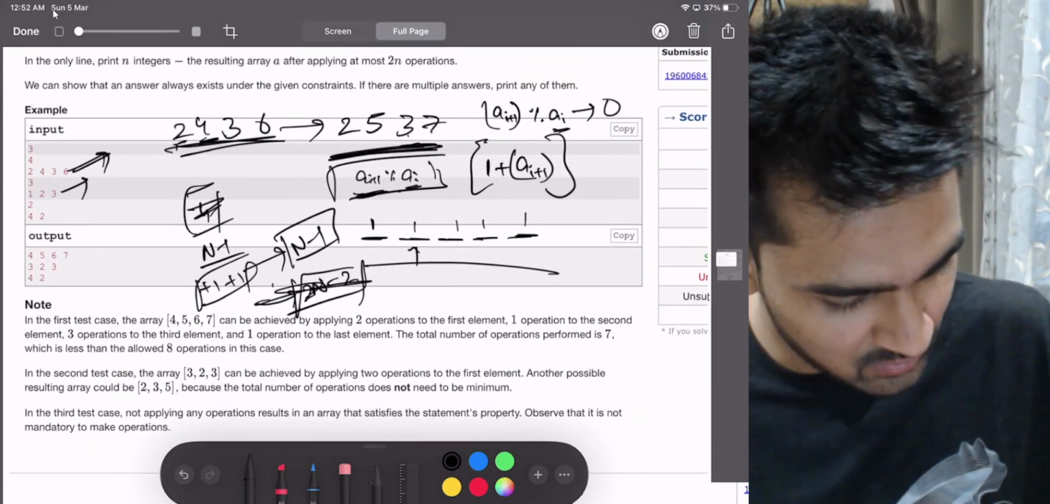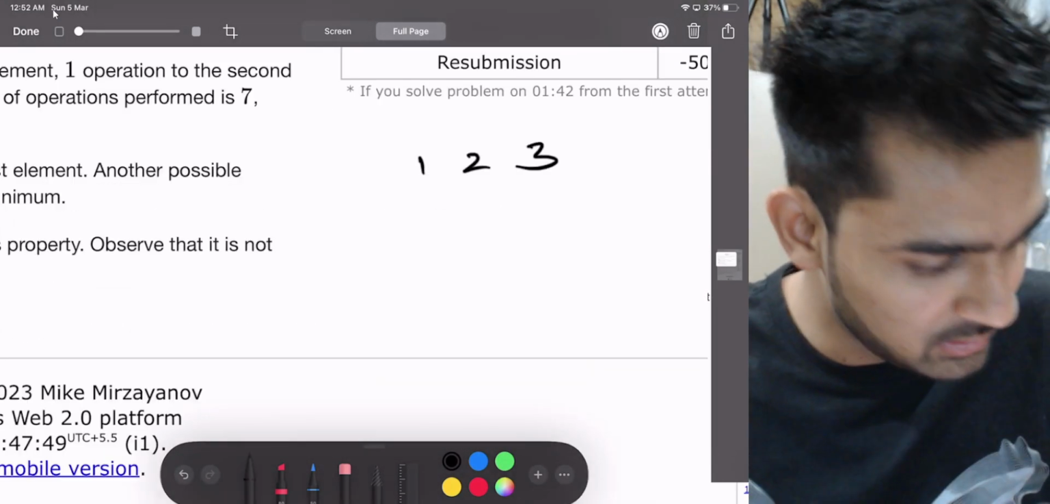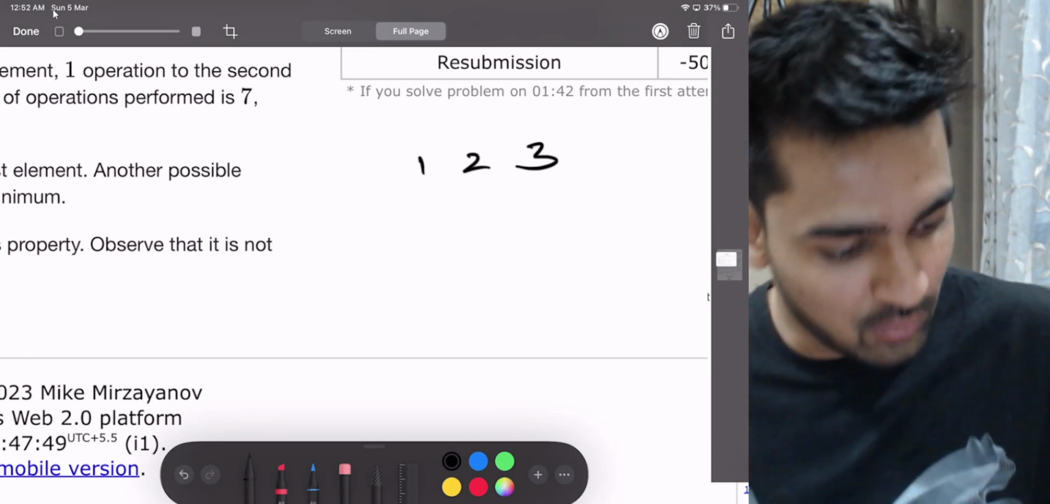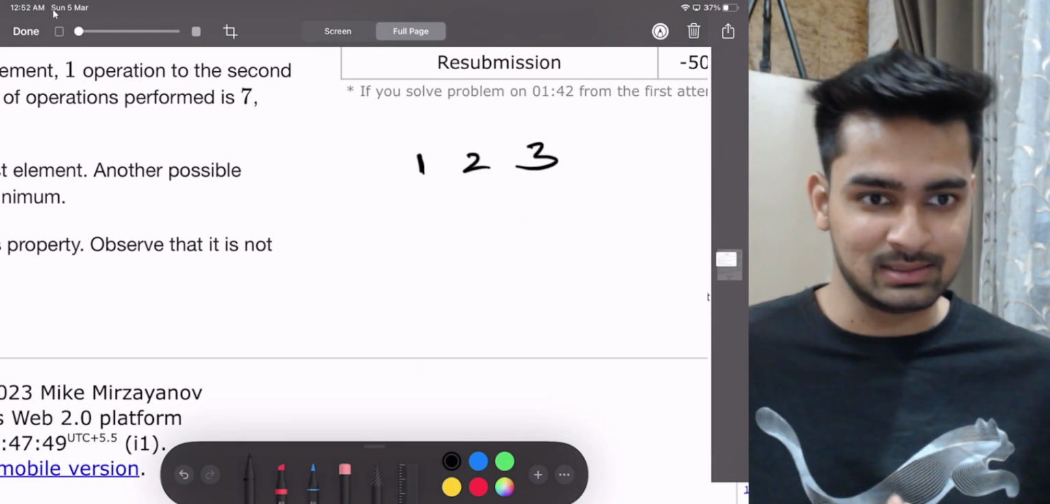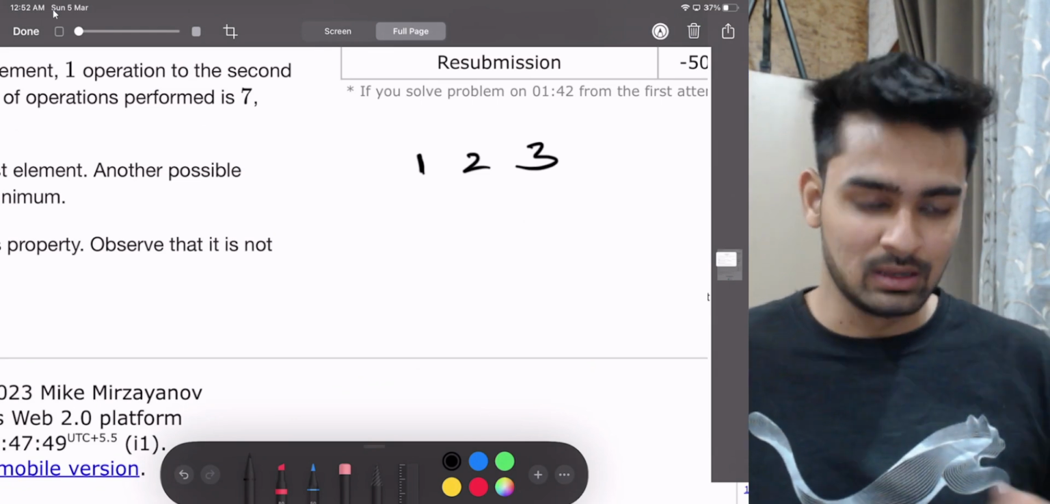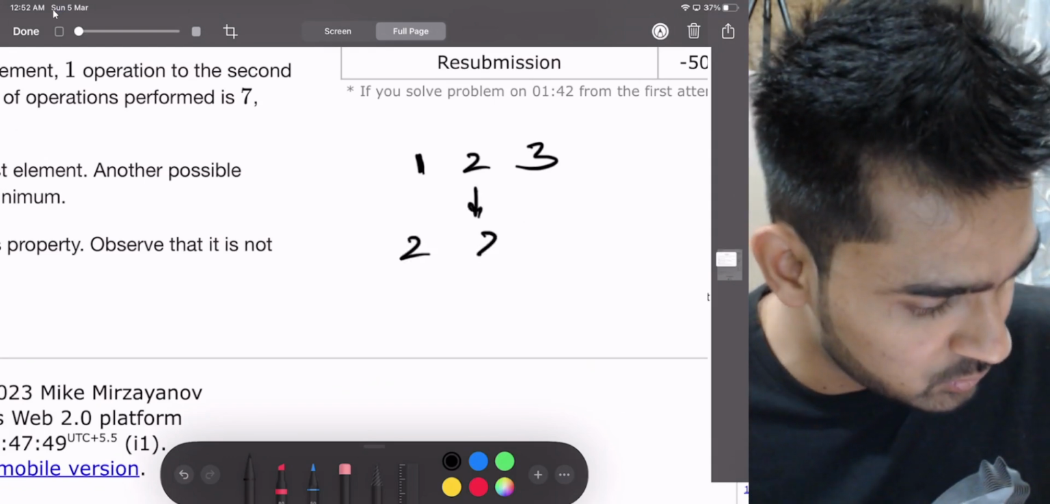Okay, let's take this one. Let's say we had 1, 2 and 3. The first thing was always to take any element from the first one till the second last one that is equal to 1. Since this is equal to 1, we need to add 1 to it. So the array becomes 2, 2 and 3.